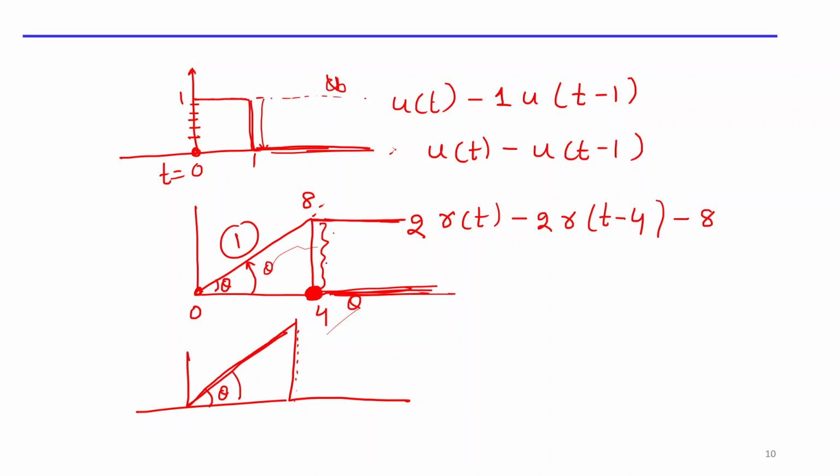It is not a ramp function now, because only that height has to come down. So that's why 8 units you have to come down, but at which point you have to come down? At t equal to 4. That's why u of t minus 4. You understand this point?